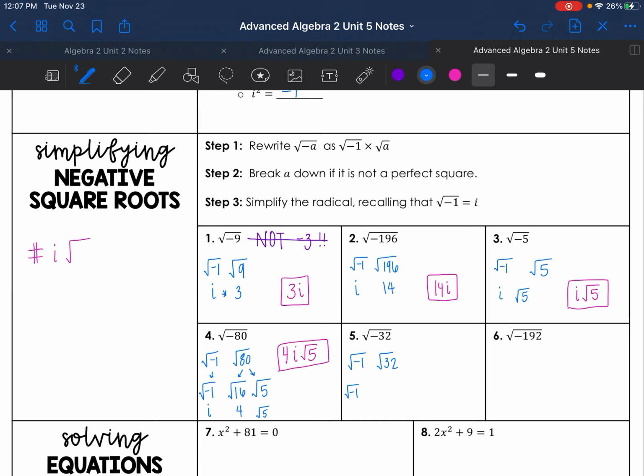What is the largest perfect square that goes into 32? It's going to be 16, because 16 times 2 is 32. Well, what is the square root of negative 1? We know that's i. What is the square root of 16? 4. And square root of 2 doesn't break down anymore. So my final answer is 4i radical 2.